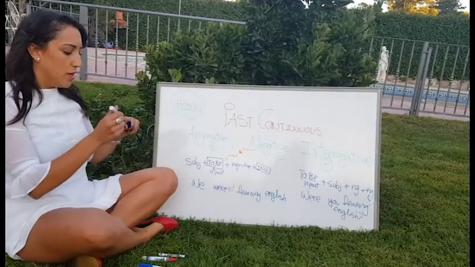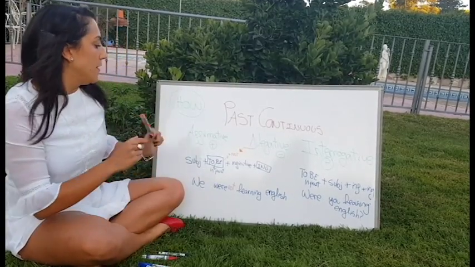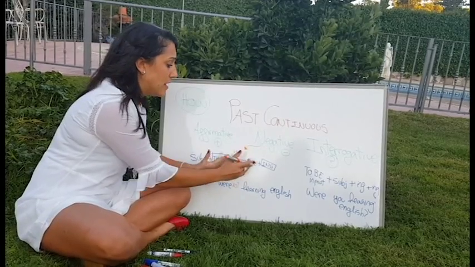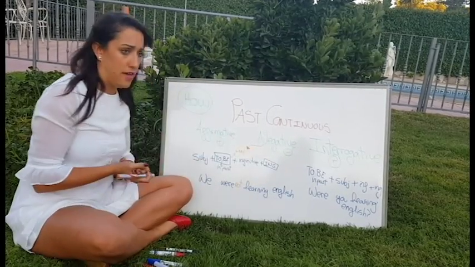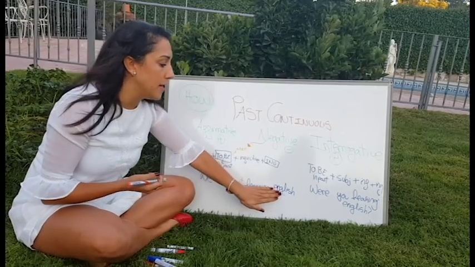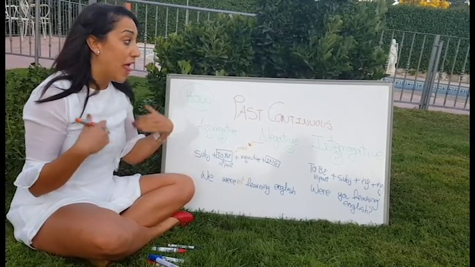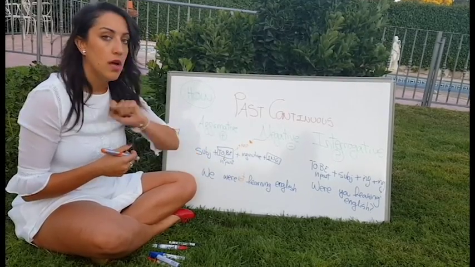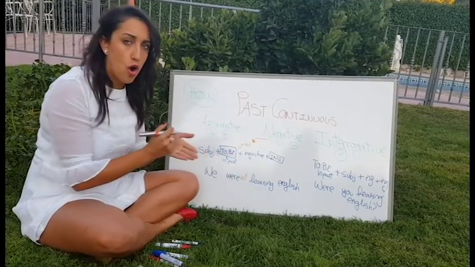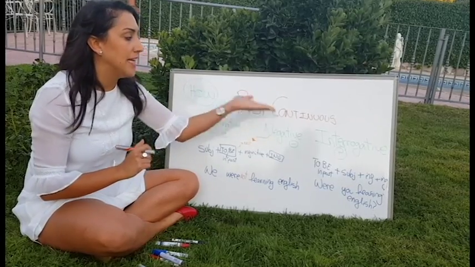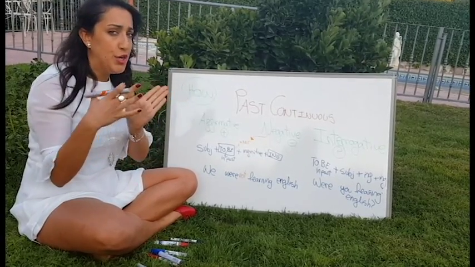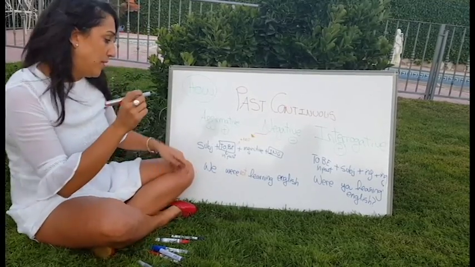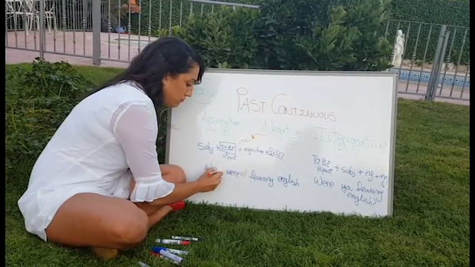So, to sum up, the affirmative form: subject plus to be in past plus infinitive plus ing. We were learning English. That's it. Then, in negative, with not: we were not learning English. And the interrogative part: were you learning English? And that's it.